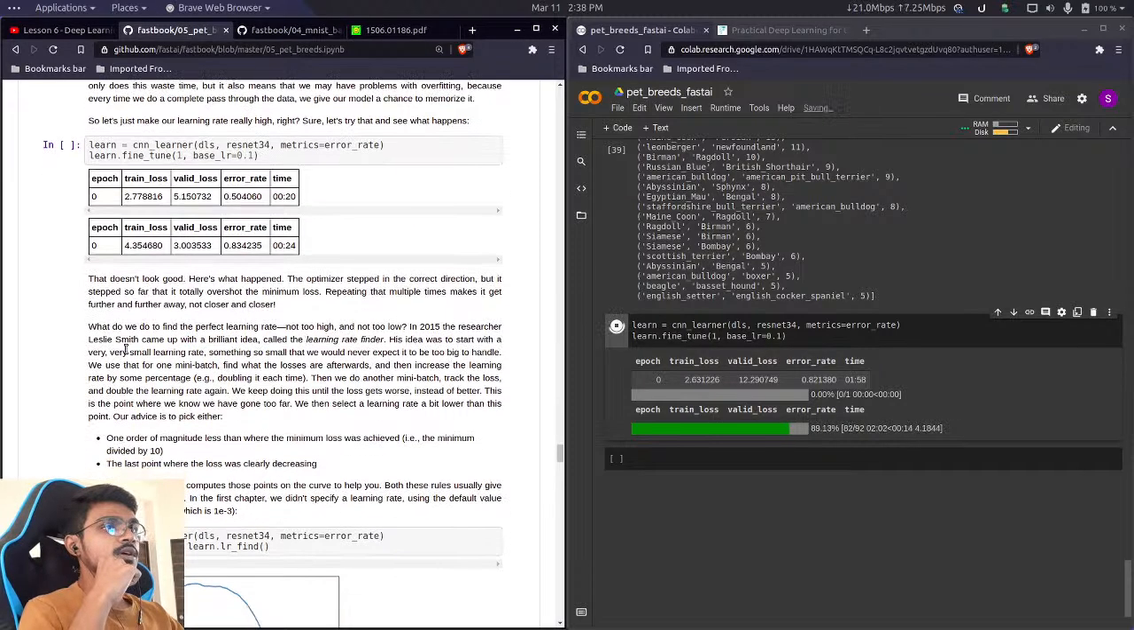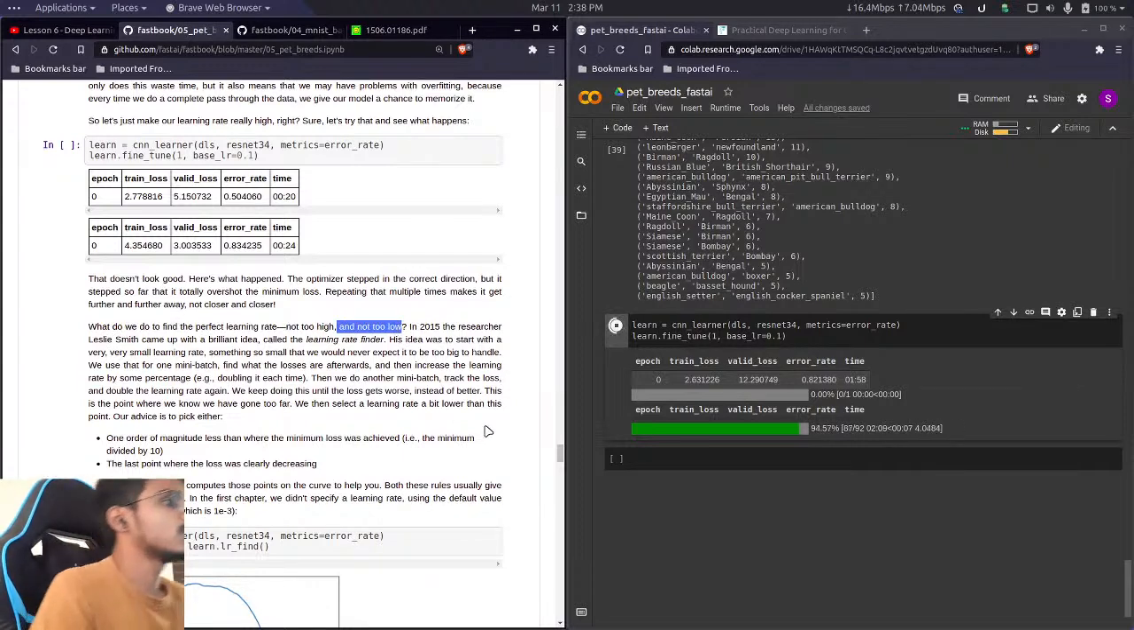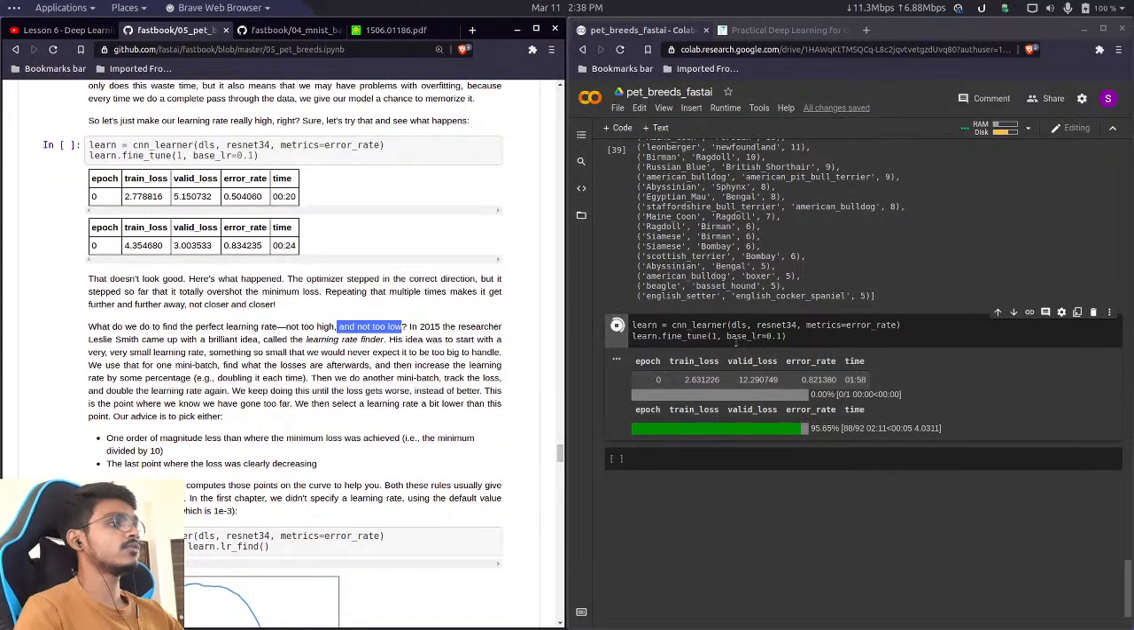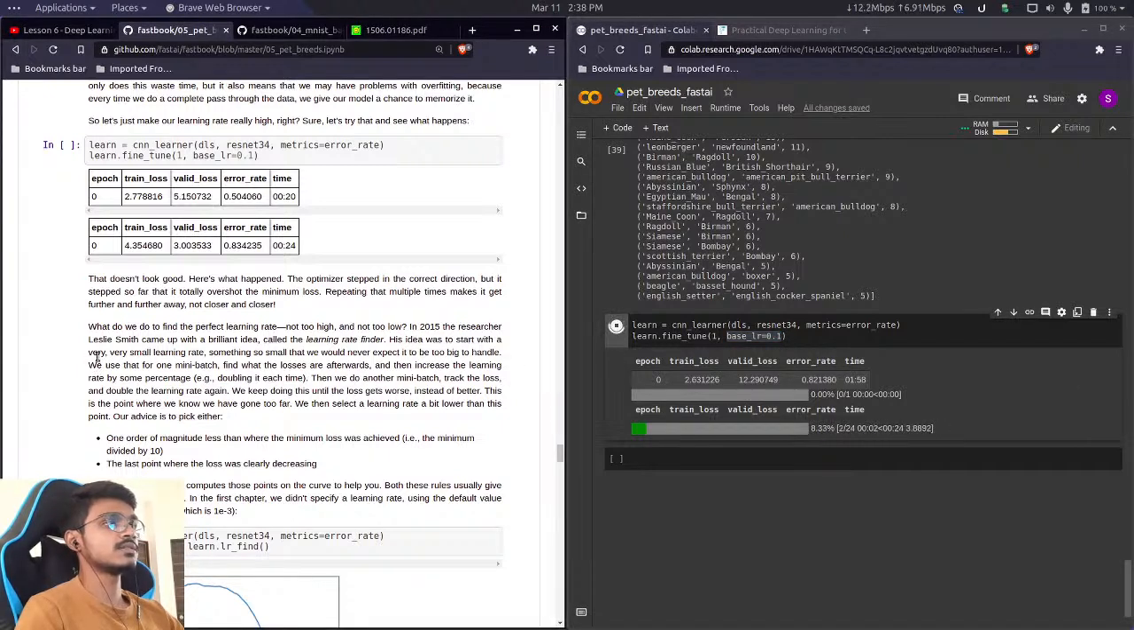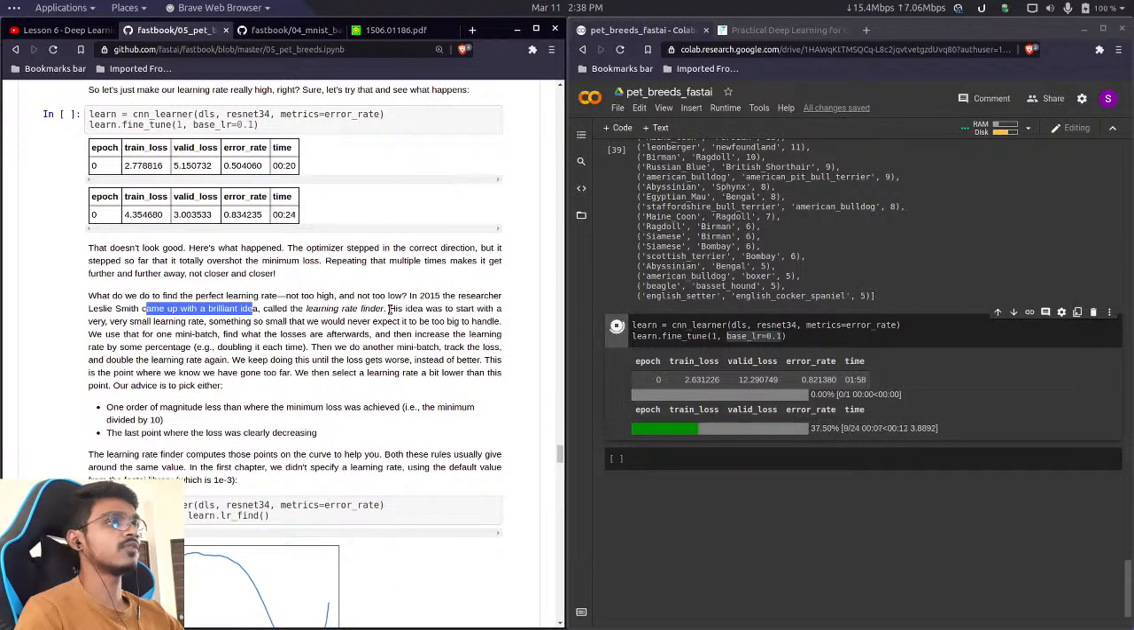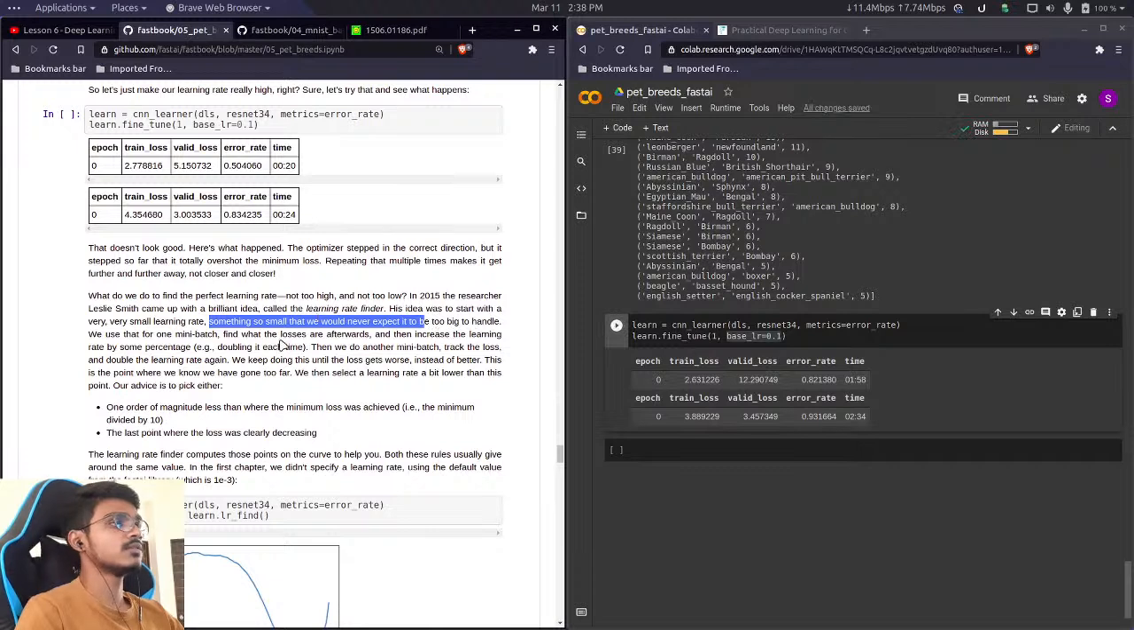Alright. What do we do to find the perfect learning rate? Not too high and not too low. So we are trying to optimize this parameter, learning rate. In 2015, the researcher Leslie Smith came up with a brilliant idea called the learning rate finder. This idea was to start with a very small learning rate, something so small that we would never expect it to be too big to handle.